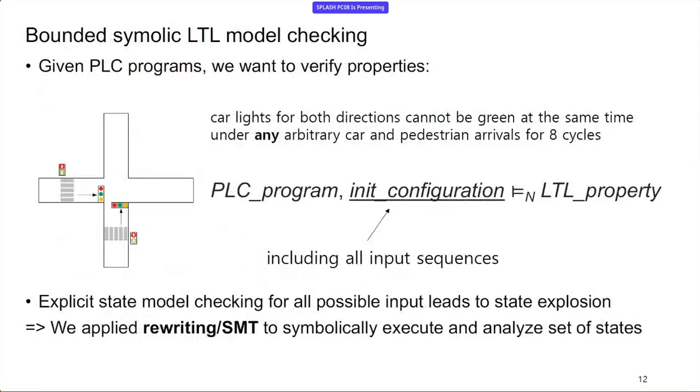So after the semantics extension, we have developed bounded symbolic LTL model checking. Given a PLC program, we want to verify the following properties. I explained it before: highlights cannot both be green at the same time under any arrival signal for 8 cycles, let's say 8. And to use the conventional model checking notation, it can be expressed like that. When in a configuration, it includes all the input sequences.